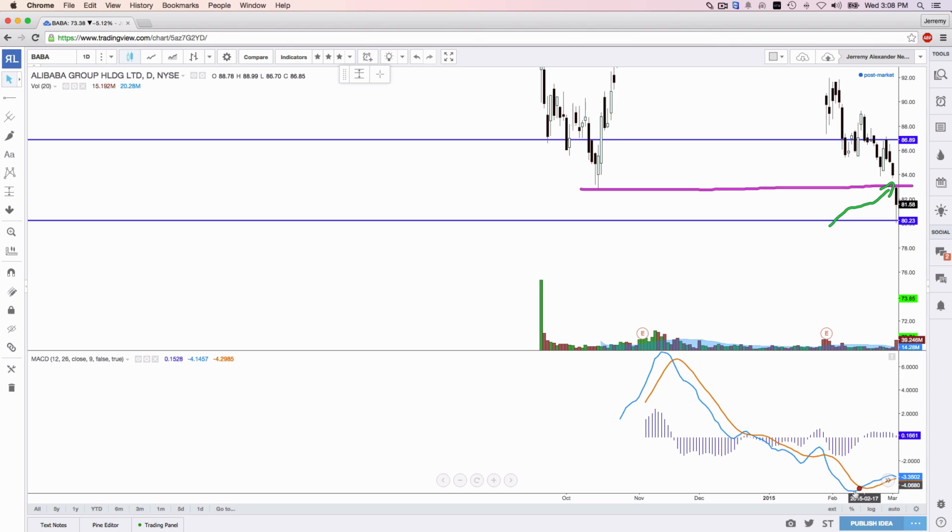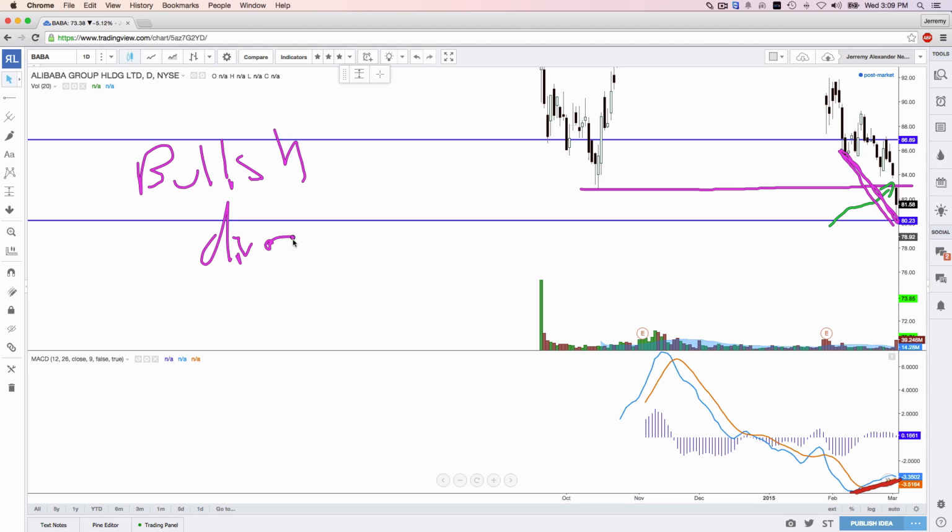But if you hop over to MACD, you'll notice that the MACD was actually making a higher low, even though Alibaba was making a lower low. That, ladies and gentlemen, is called bullish divergence. Bullish divergence. And here's what bullish divergence really means.